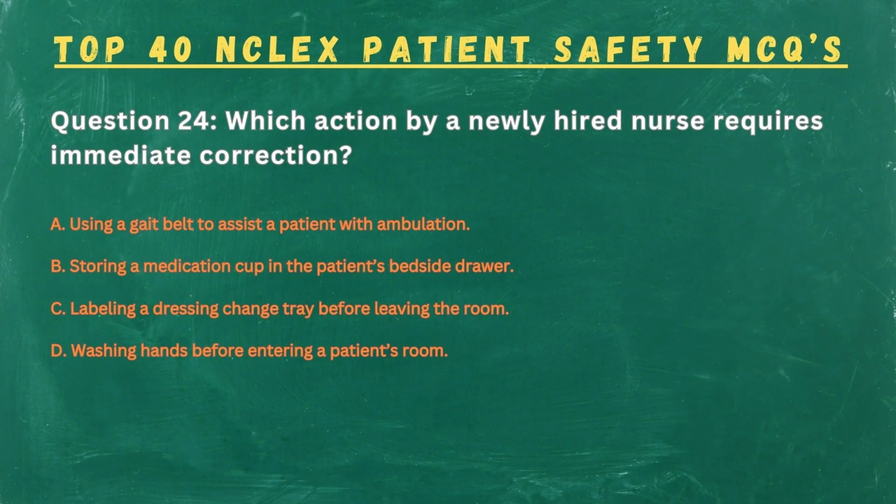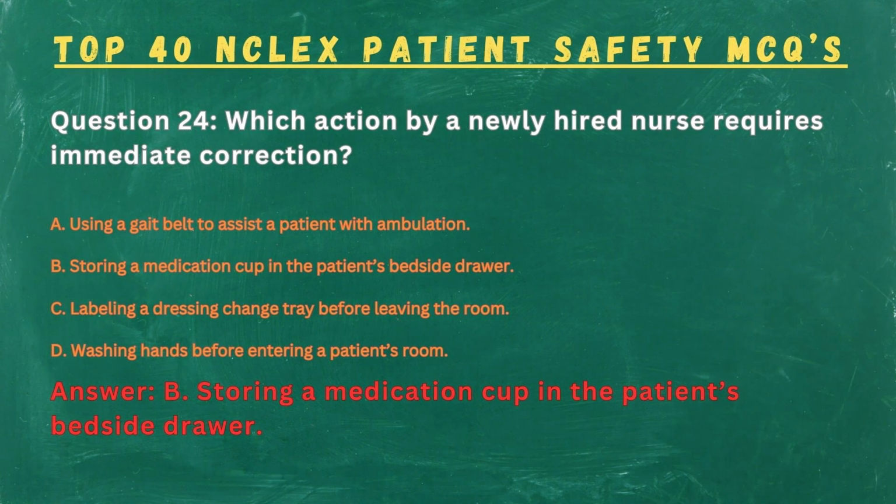Question 24. Which action by a newly hired nurse requires immediate correction? A. Using a gait belt to assist a patient with ambulation. B. Storing a medication cup in the patient's bedside drawer. C. Labeling a dressing change tray before leaving the room. D. Washing hands before entering a patient's room. Answer: B. Storing a medication cup in the patient's bedside drawer.